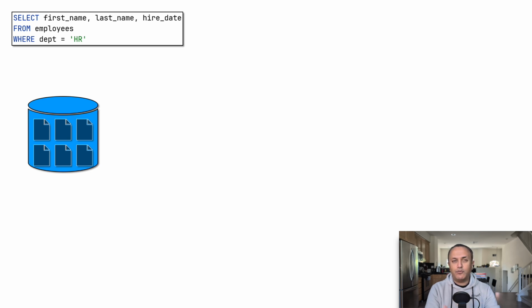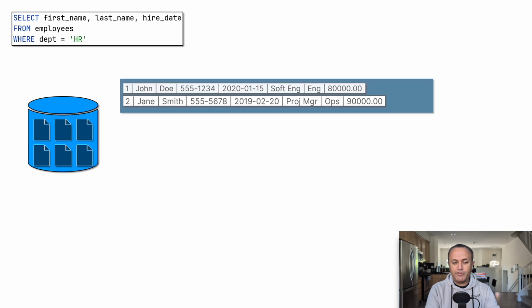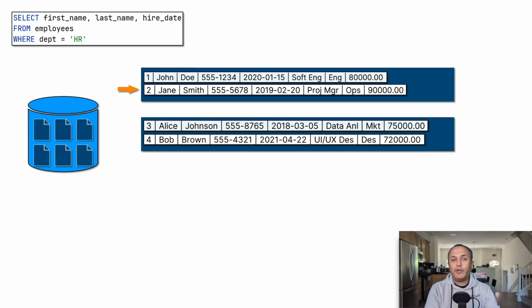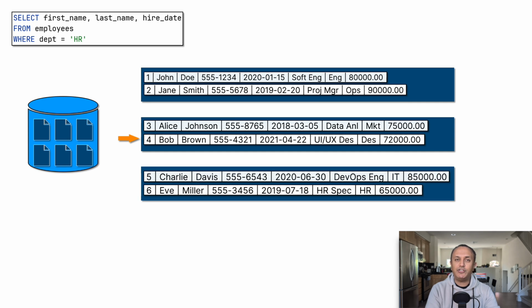In this case, we're going to read the first page. So here is some I/O. The first page happens to have these two rows. For each row, we're going to scan and check the condition that we have. Look at the first row, department is not equal to HR. Look at the second row, same thing. Go get the next page, repeat that same operation. Again, look at the first row, look at the second row, same thing. Go get the next page and so on.